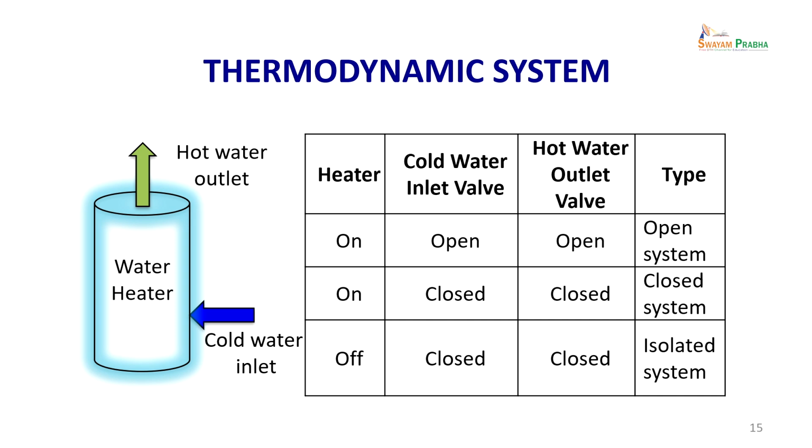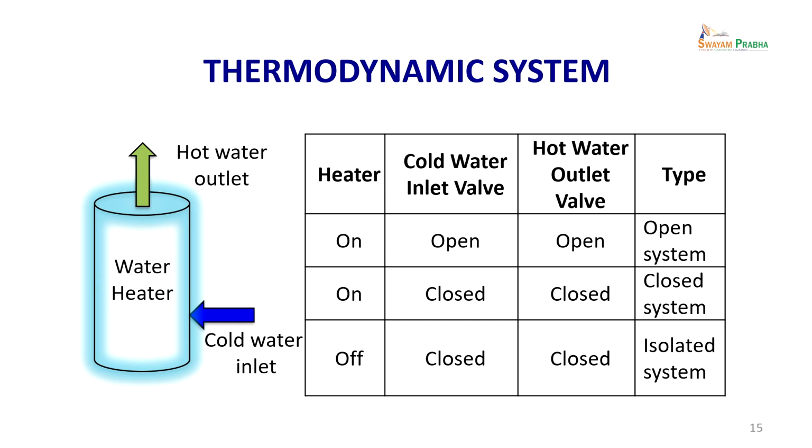So, the same example under different operating conditions can be considered as an open system, closed system or an isolated system. So, this is the water heater. The cold water which is entering into the heater is shown with the help of a blue color arrow, and the green color arrow is the one which represents the hot water outlet. So, this is a geyser, it is a heat geyser, it is not a solar based system.